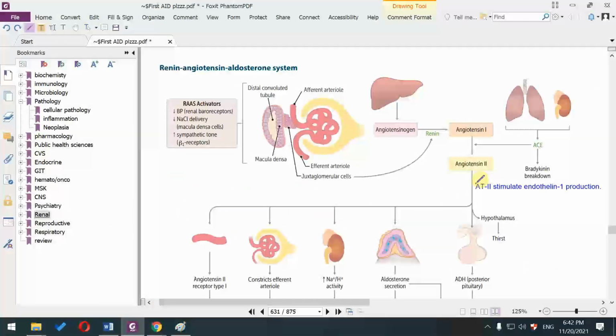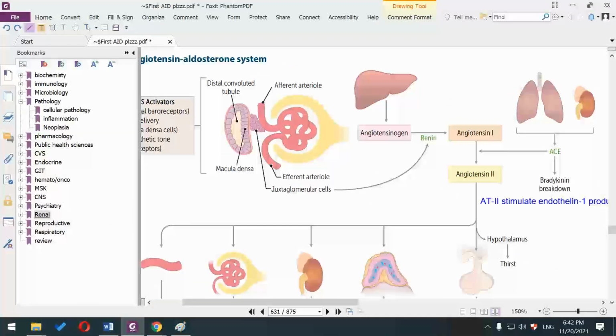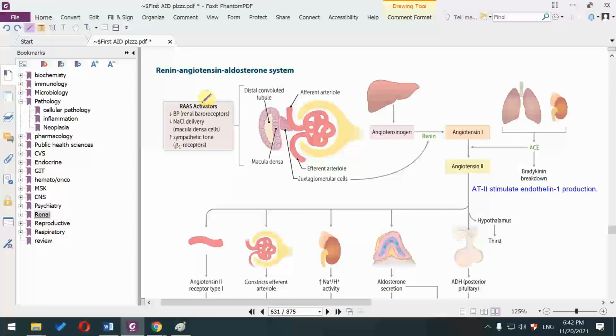Okay, let's go back to this. Yeah, I agree. They are tricky on this one. So angiotensinogen is converted to angiotensin 1 by renin. It's an enzyme, and you know its name. And it's secreted from the juxtaglomerular cells, which are mesenchymal cells of the kidney. So what led to its secretion in the first place? Multiple things. The RAS activators lead to the secretion of the renin from the juxtaglomerular cells.